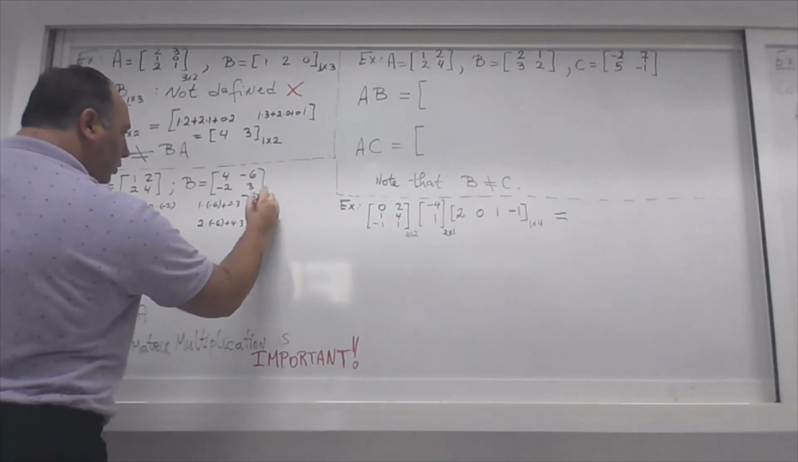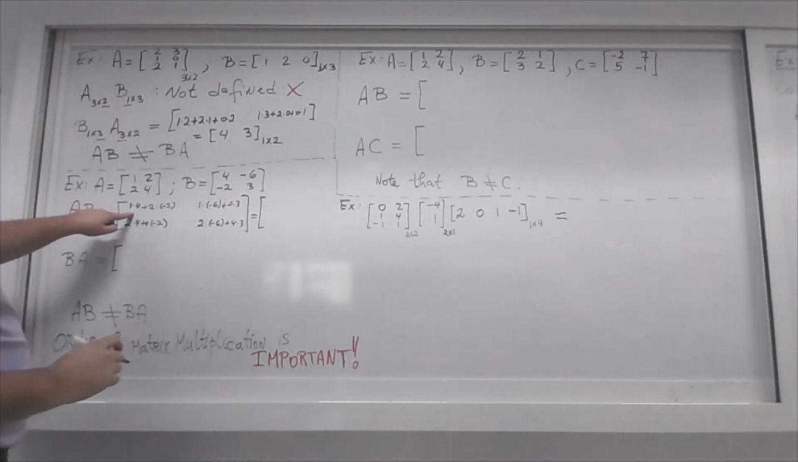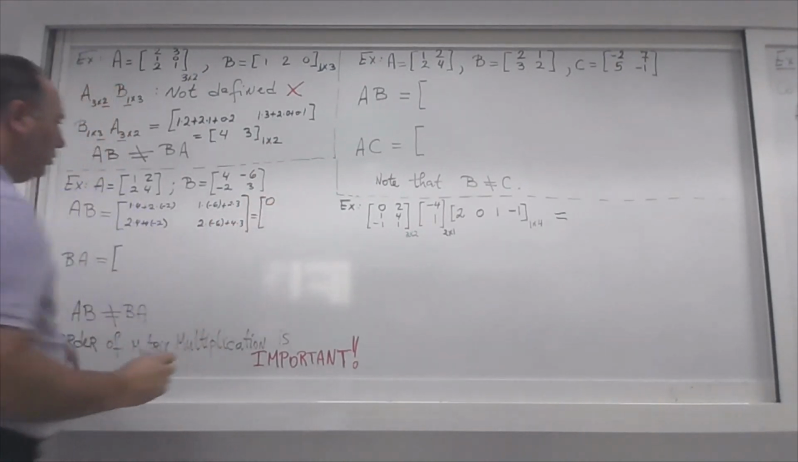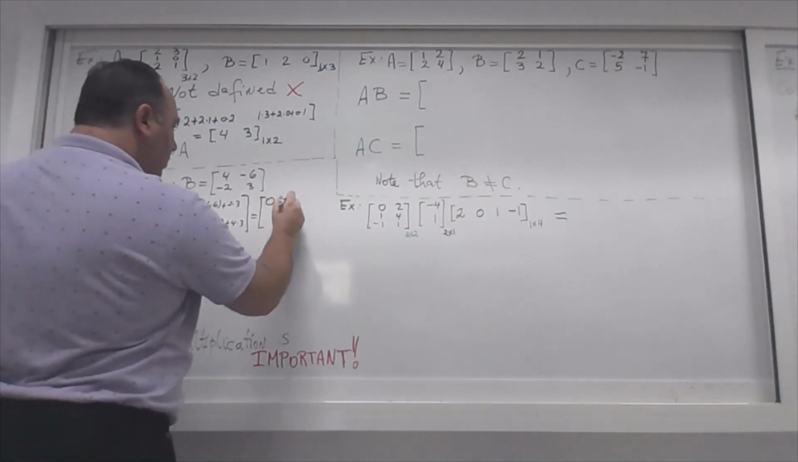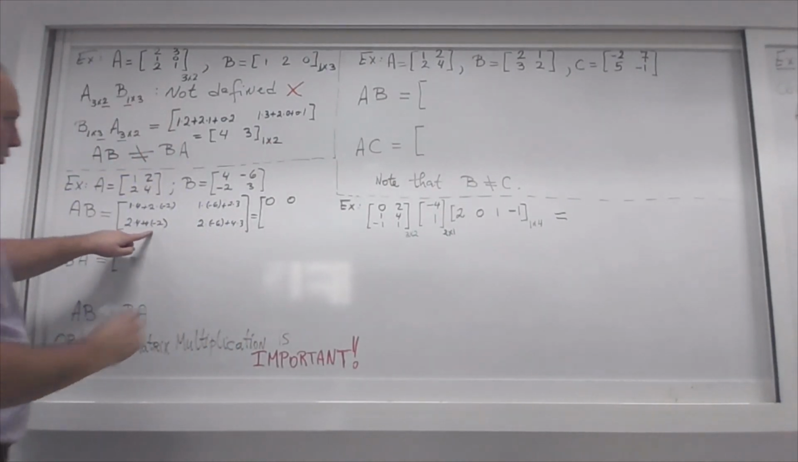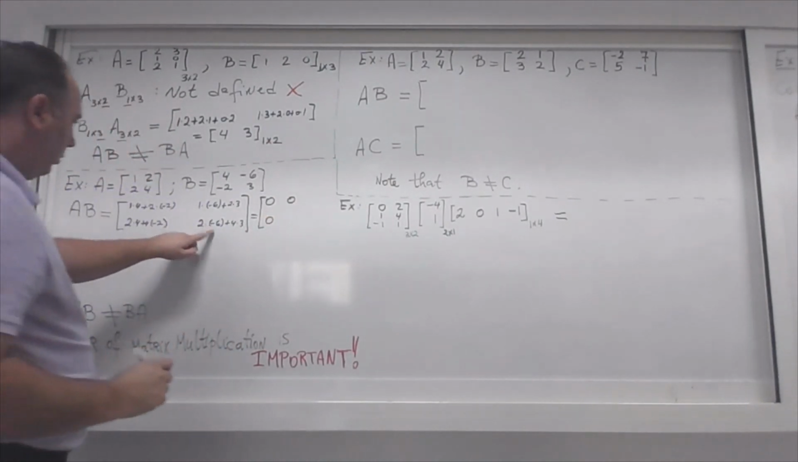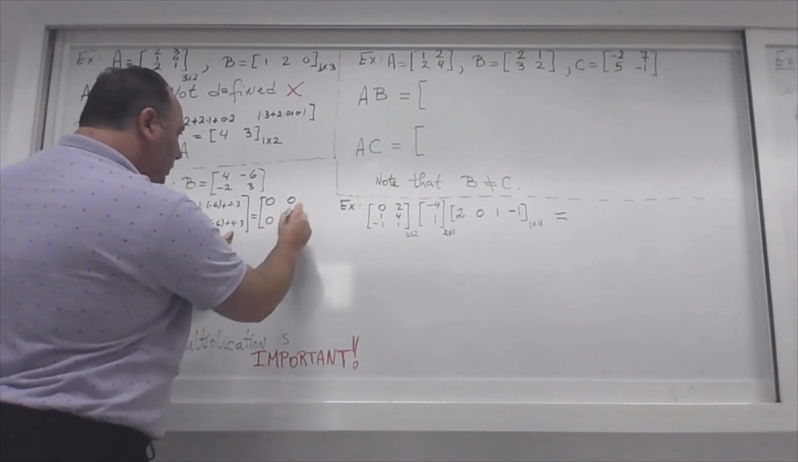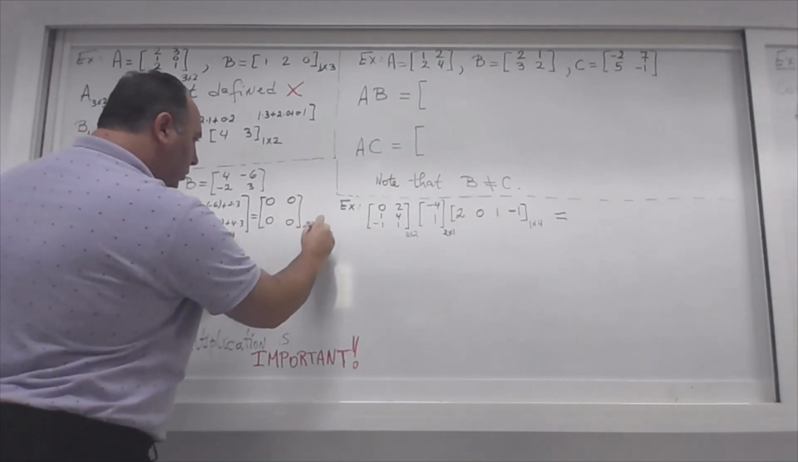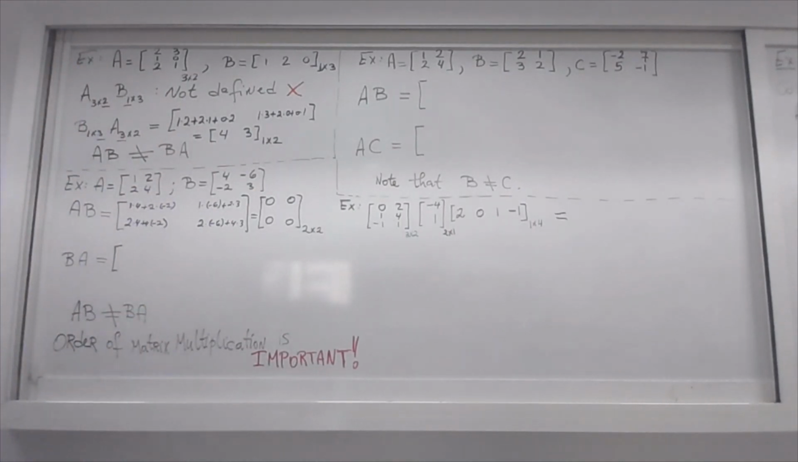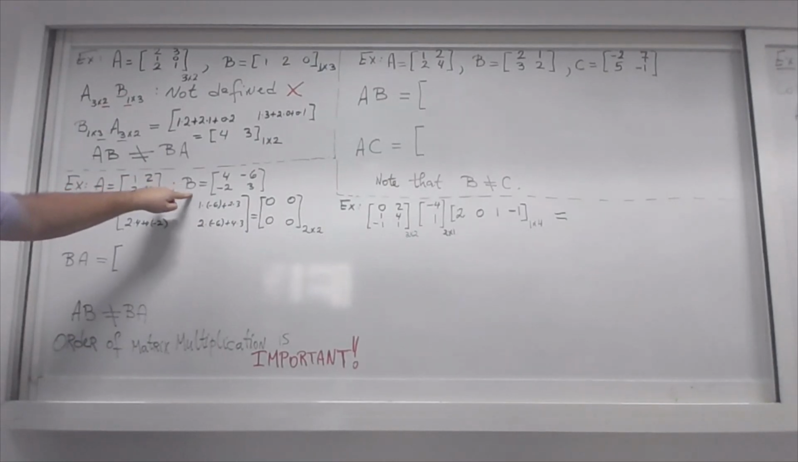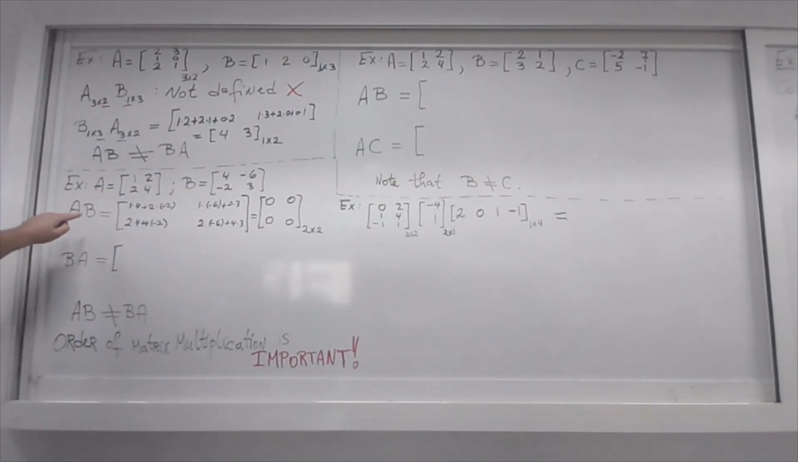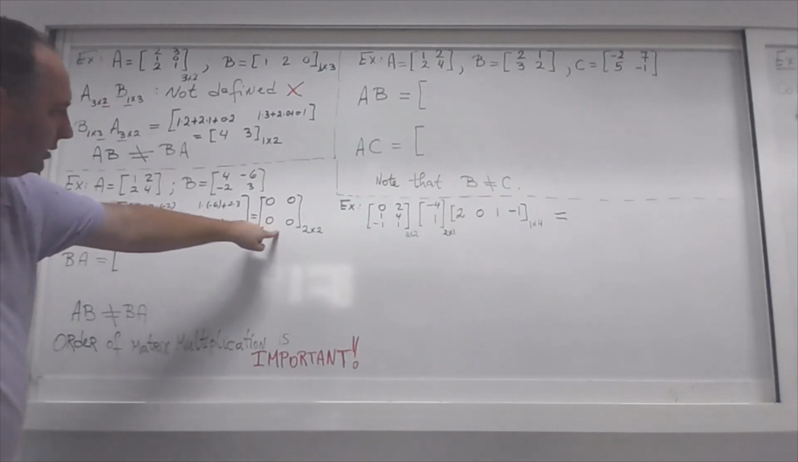So if we compute this, so we have 4 minus 4, 0. Minus 6 plus 6, 0. 8 minus 8, 0. Minus 12 plus 12, 0. So the resulting matrix is 0 matrix 2 by 2. So A times B in this case is equal to 0 matrix. We notice that A is not equal to 0 matrix and B is not equal to 0 matrix. Yet the product AB is equal to 0 matrix.